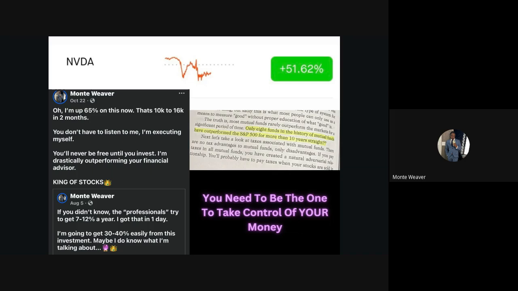And I said, if you didn't know, the professionals try to get 7 to 12% a year, and I got that in one day. So as soon as I bought Nvidia, this comes from buying at the right price and buying where the hedge funds are buying, right? The stock shot up, and I got 7% in one day. And I even said I'm going to get 30 to 40% easily from this investment, easily, right? October 22nd, 2 months later, I was up 65% on Nvidia. This is long term. This is not an option.